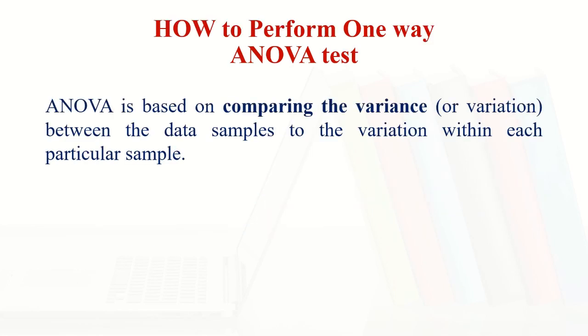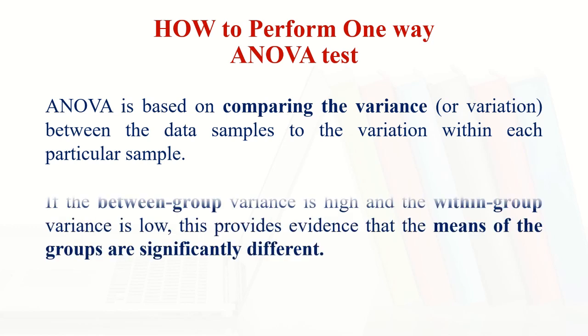So how to perform one-way Anova test? Anova is based on comparing the variance or variation between the data samples to the variation within each particular sample. If the between group variance is high and within the group variance is low, this provides the evidence that means of the group are significantly different. So what is the meaning of this? I am just going to explain.